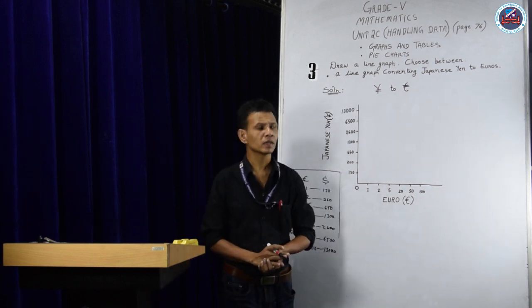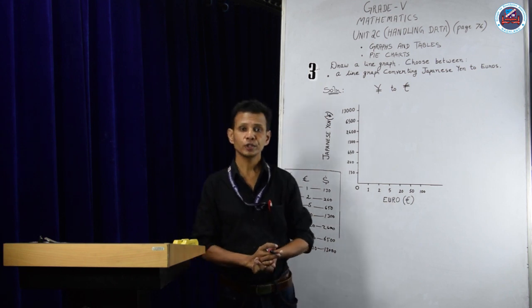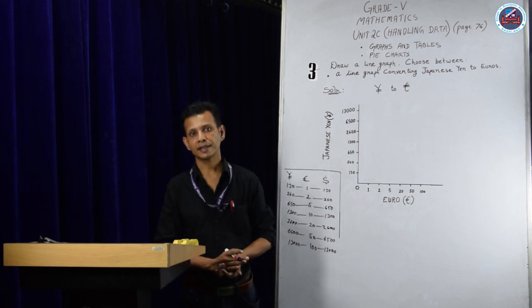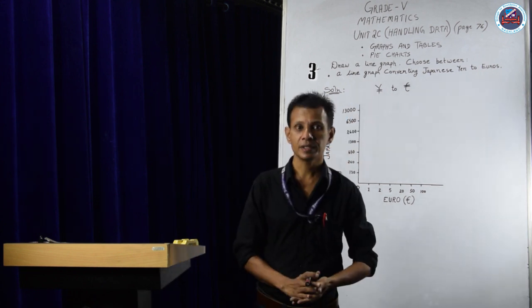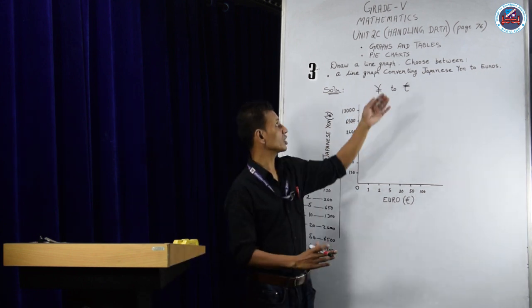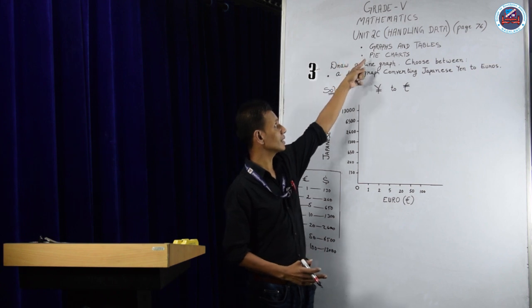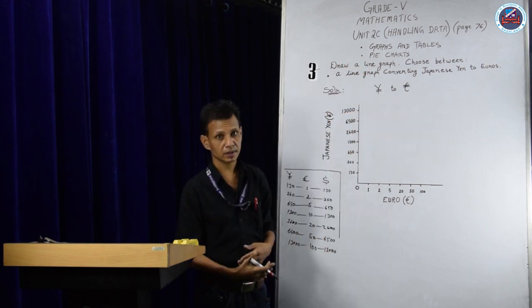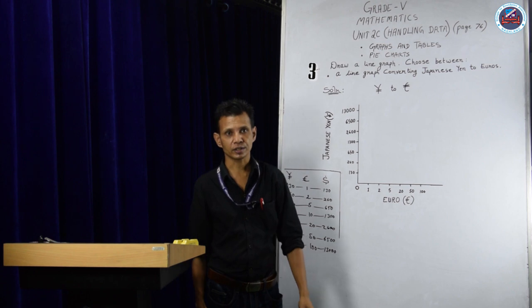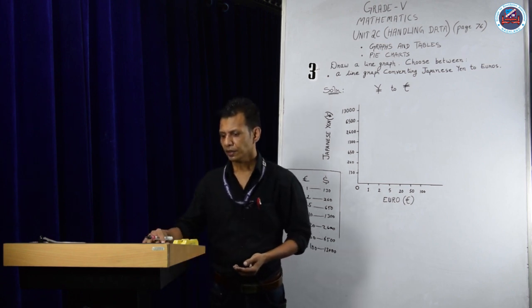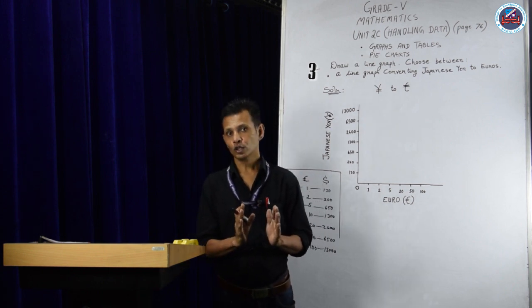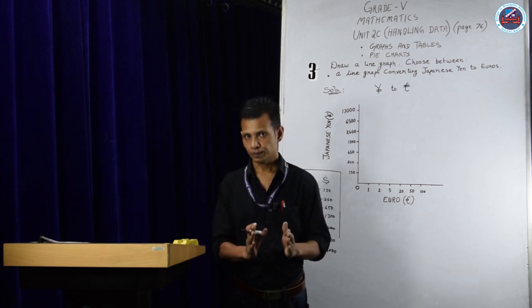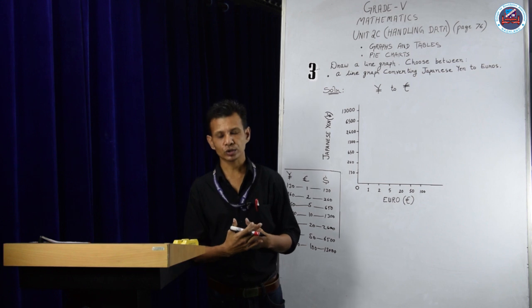Sarjan here. Today we are going to do Unit 2C, that is handling data. You will find this on page number 76. In this chapter I am going to cover these topics: graphs and tables, and next, pie charts. When we look in the textbook, I have already solved questions number 1 and 2 in my PPT. Let's go through that.